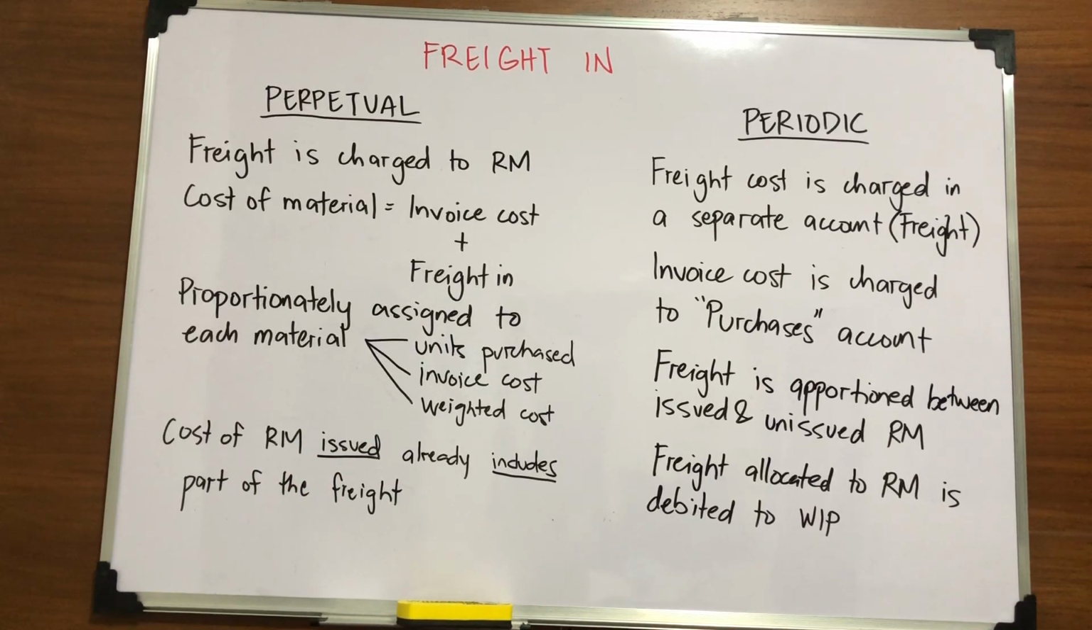Okay. So for the other recognition criteria under periodic inventory system, freight cost is charged in a separate account, and it is maintained under freight account. So for your invoice cost or your purchase price of your raw materials inventory, it is charged under the purchases account. So the freight is apportioned between the issued and unissued raw materials inventory when materials are issued to production. And last, the freight allocated to raw materials is debited to work in process inventory together with the invoice price.